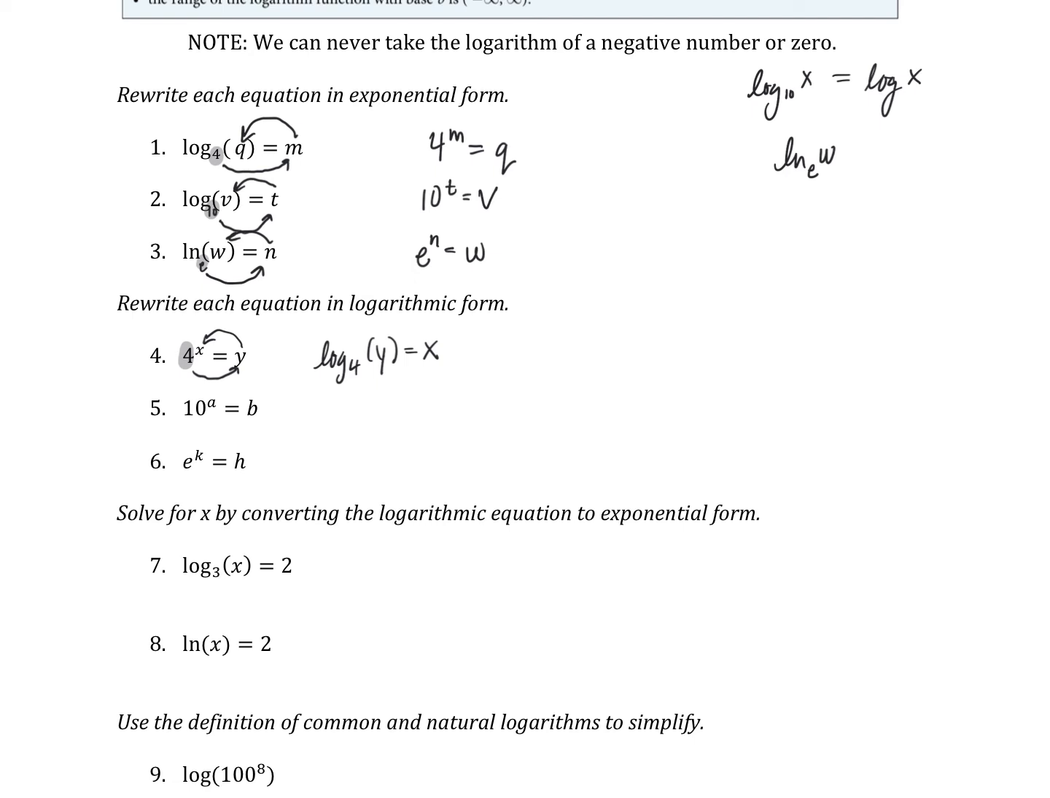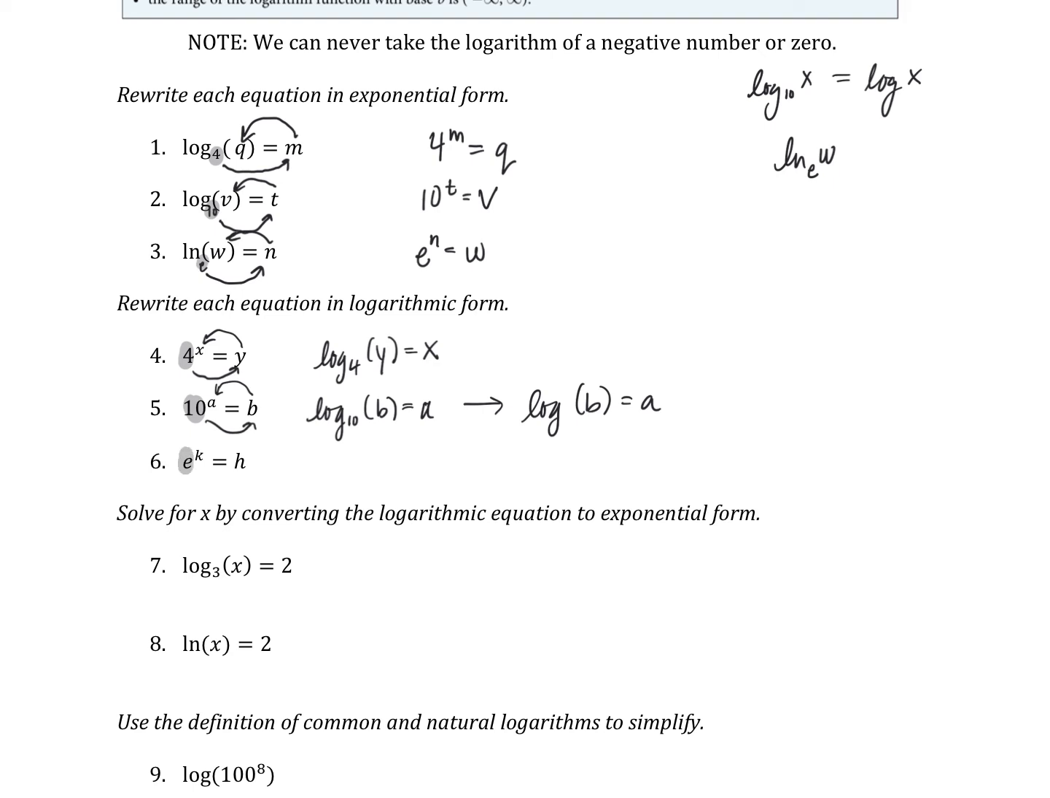So in number 5, identify the base. The base is 10. So I'm going to have log base 10 of b is equal to a. Now you should not leave the little 10 there. You should write log of b is equal to a. The 10 is understood to be there. I wanted to write it at first so you see where it goes, but don't write it in your answer.